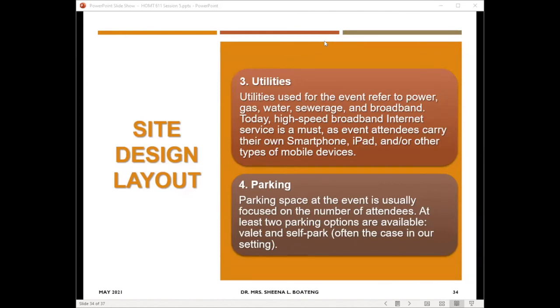So utilities are important. And like I said, broadband and internet service is a must for every event these days. You need to make sure that the site you choose either has Wi-Fi, or you bring a router there to provide Wi-Fi for people to browse. But event professionals in Ghana don't really pay much attention to that, because people usually have data on their phones. And technically, it's not the responsibility of the event professional to provide data and broadband for event attendees to browse, unless it is requested by the one who commissioned the event. I hope that makes sense.